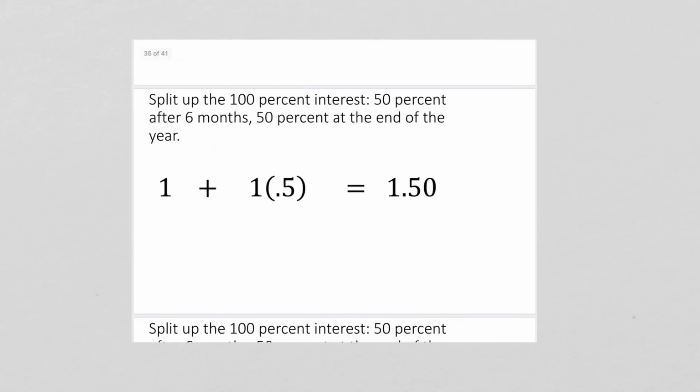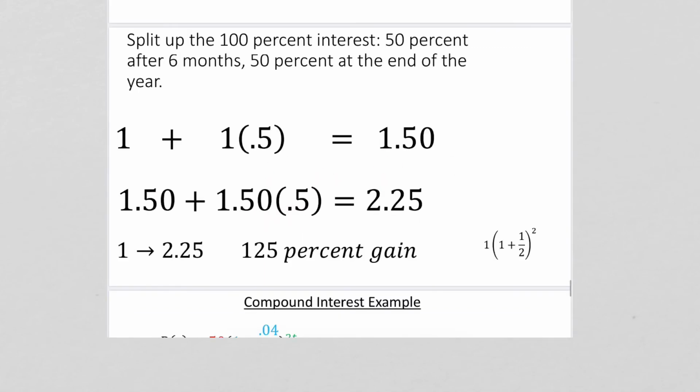So after 6 months, I'm going to get 50% of what I started with. So now I have $1.50, right? Because I started with $1, I'm going to gain half of that as interest, so now I'm at $1.50. Now when I apply this interest again, I'm going to apply that 50% to what I have. So now I have $1.50, and I'm going to gain 50% of $1.50, which now puts me at $2.25.